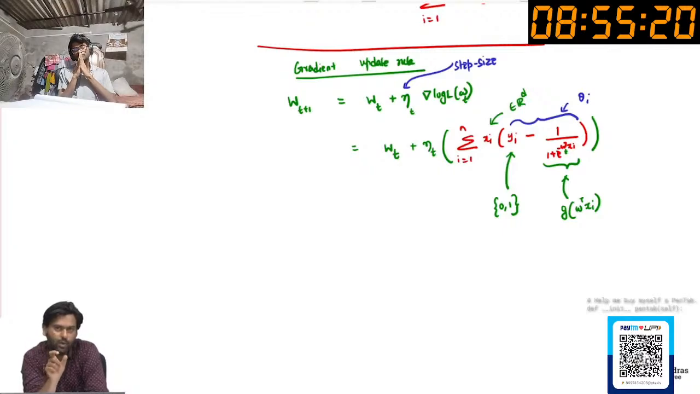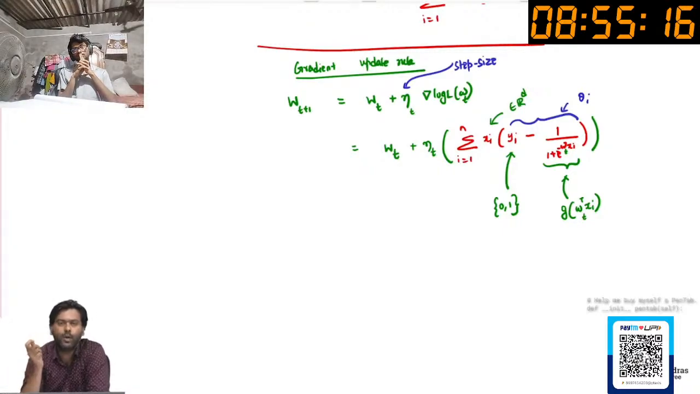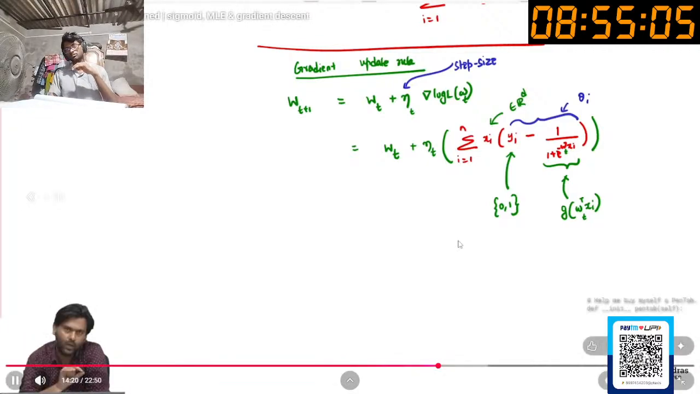So at our current w, what is this telling me? This is telling me what is the chance that this point will be labeled plus 1. If the chance is high and the point is actually labeled 1, then this difference, theta i corresponding to that point, is going to be small.